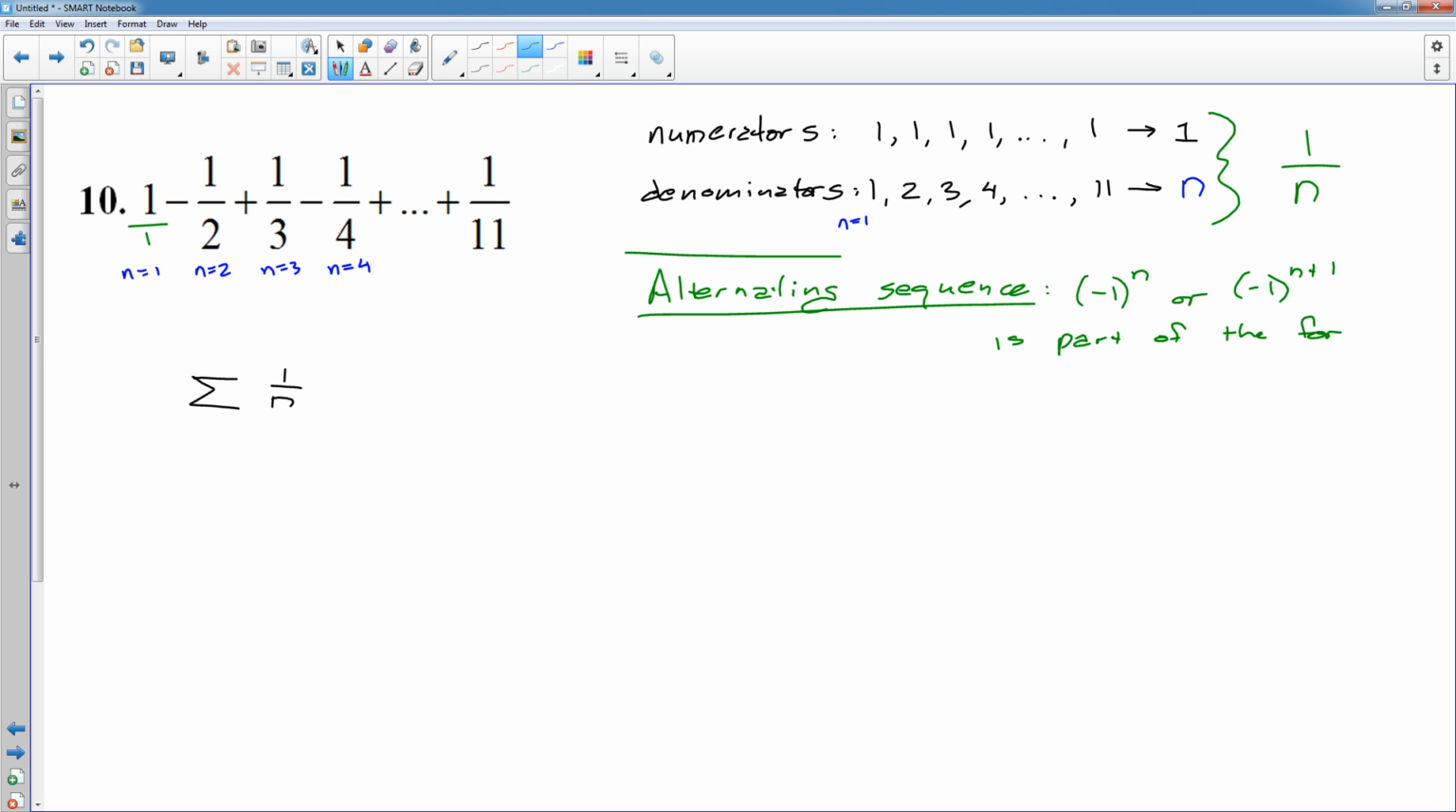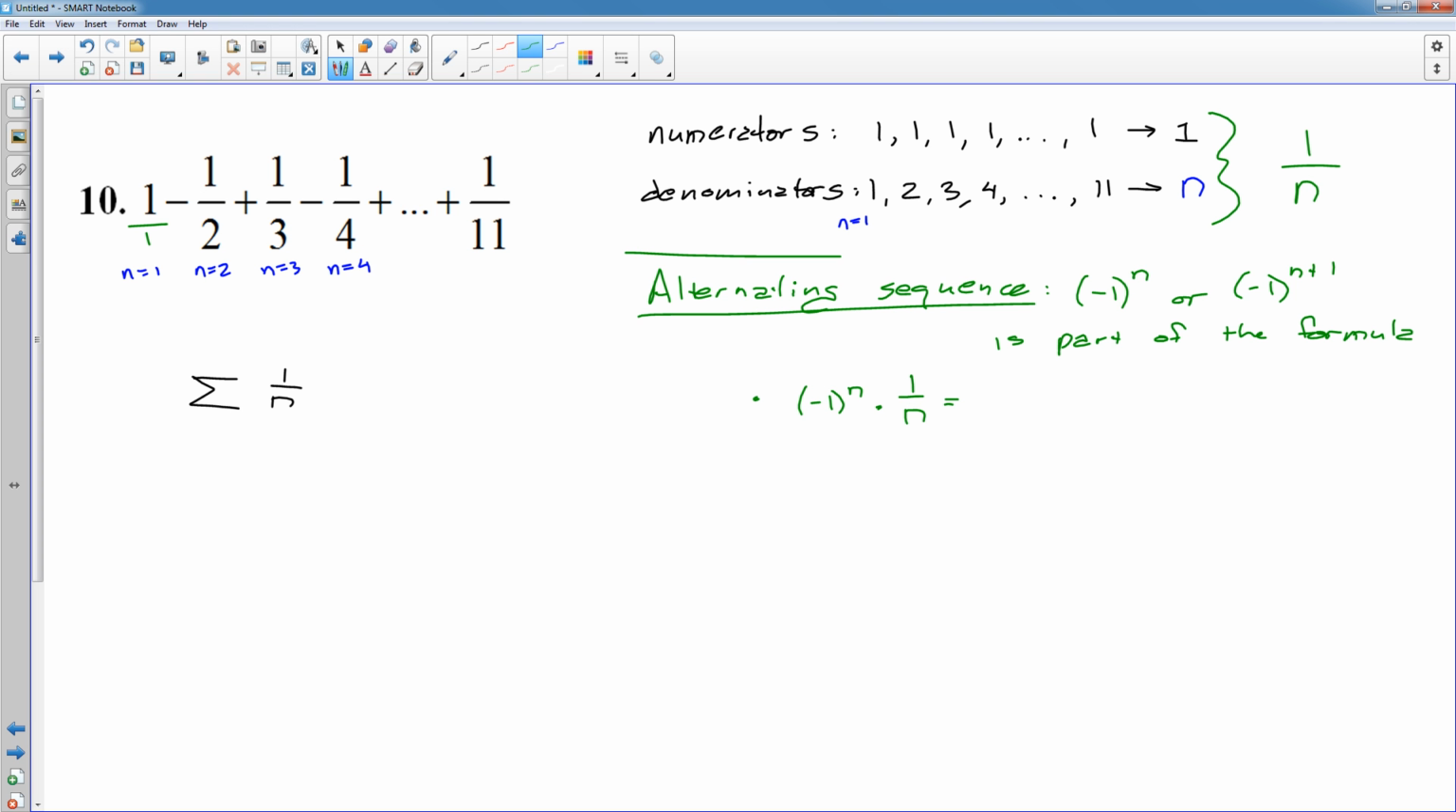And that's going to make this series alternate. And the way that I'll figure that out is I'm simply going to guess and check. So let's pretend that -1 to the n is right. Well, then my formula would be -1 to the n, and then I still have 1 over n. So -1 to the n times 1 over n.